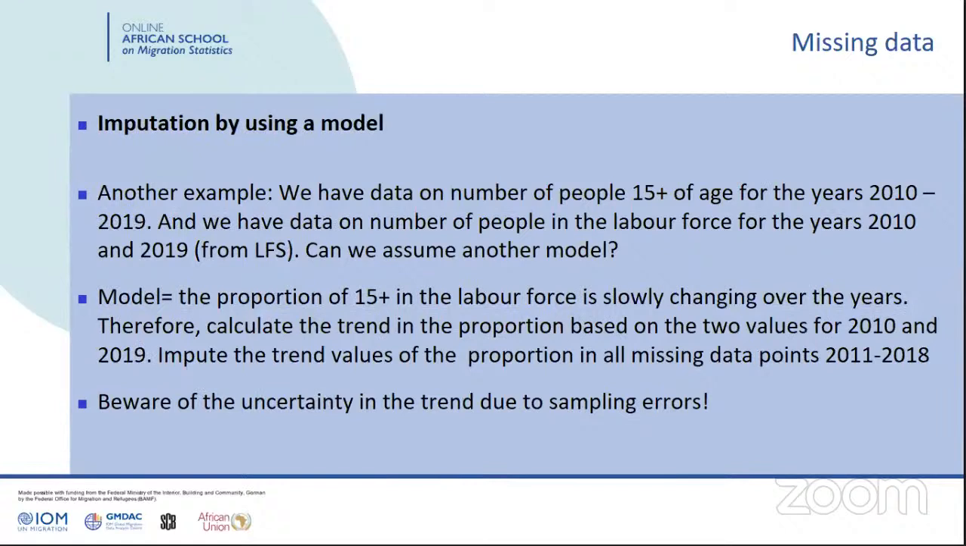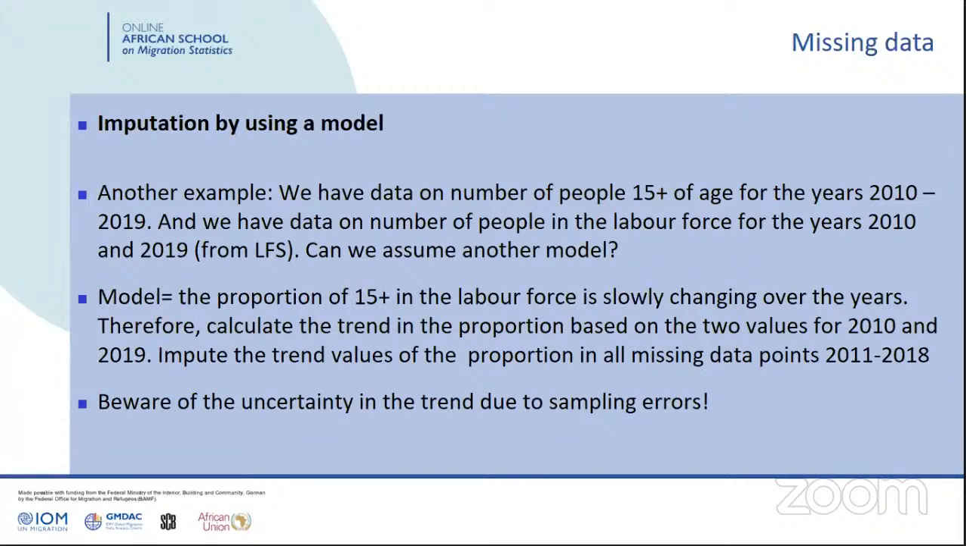Another example, a bit similar to the previous one. We have all the 15 plus people for all the 10 years, and we have the number of people in the labor force for the first year, 2010, and the last year, 2019. Should we do the same as in the last example, calculate the mean for 2010 and 2019 and put it in as imputed values for 2011 to 2018?